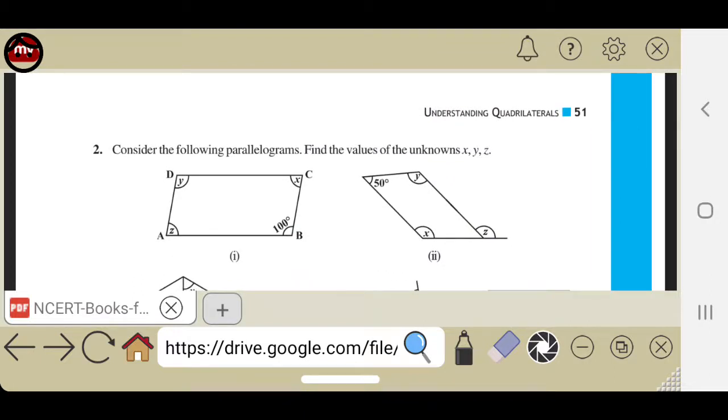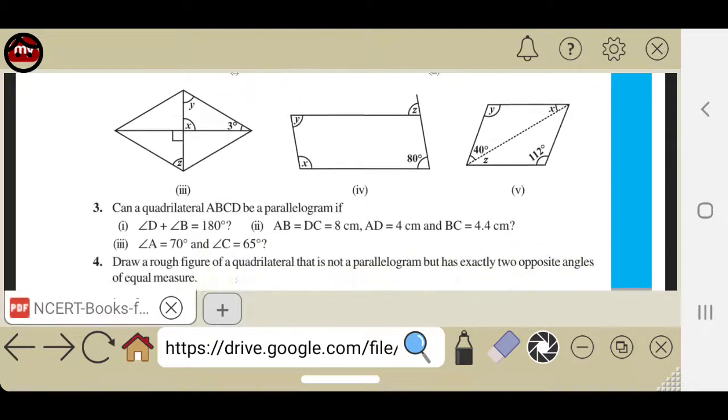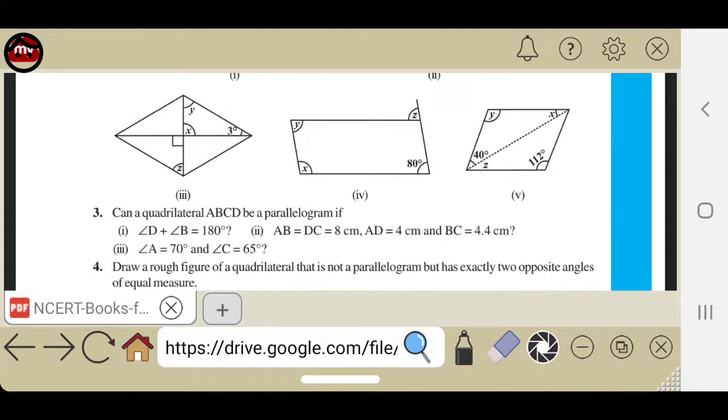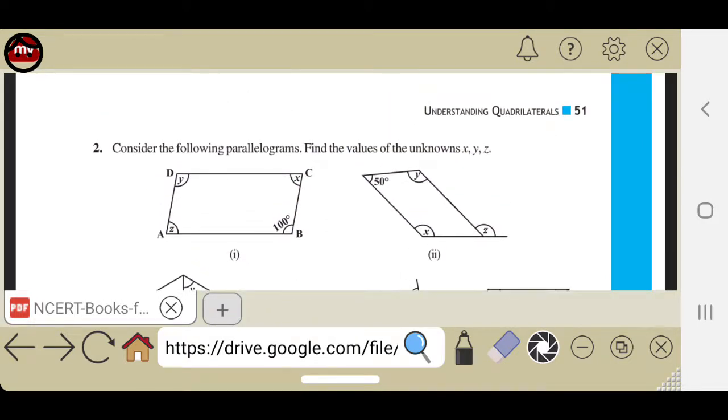Next one, second. Consider the following parallelograms. Find the value of the unknown x, y, z. Okay, dear children, here you have to use a very simple property. It is a parallelogram. Opposite angles are equal. Angle B 100 means angle D also 100. Sorry, angle Y equal to 100.